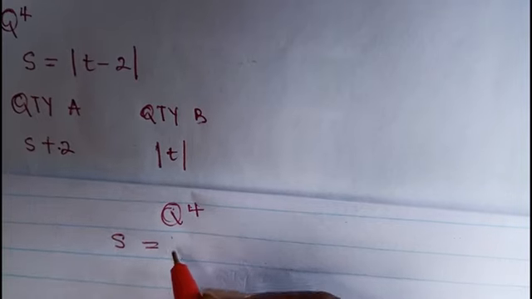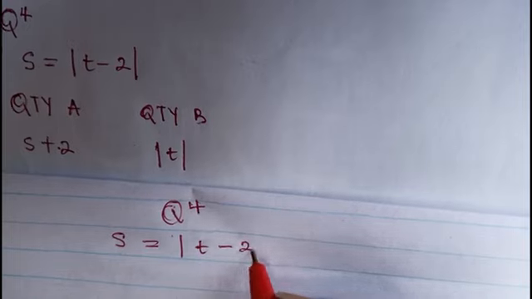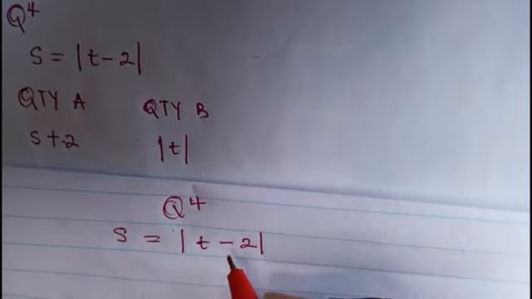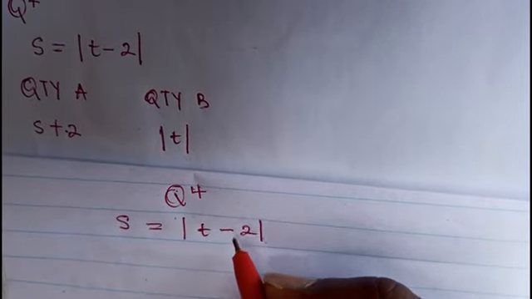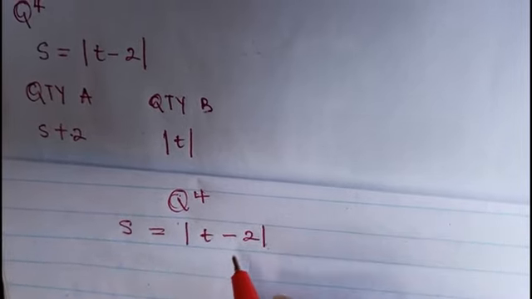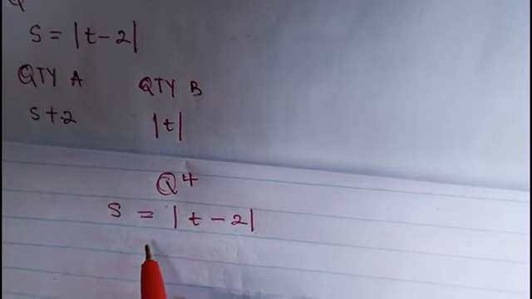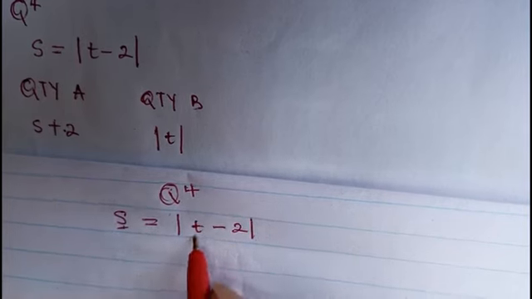From the information that was given to us, s is equal to the absolute value of t minus 2. Now one thing about absolute value is that it transforms both positive and negative numbers into positive numbers. That's one thing about the absolute value function. But for this case, the way we can solve this problem is by assigning values to these two variables x and t.